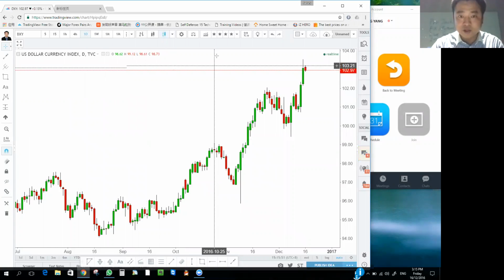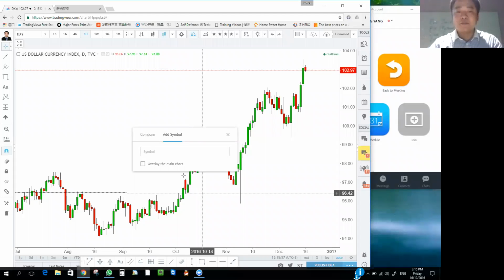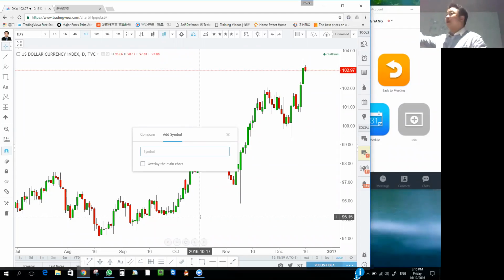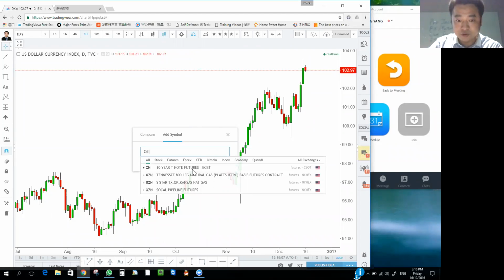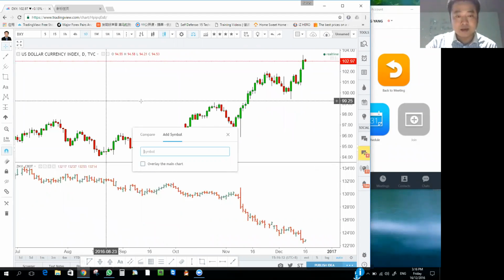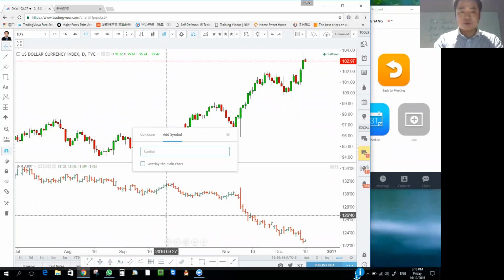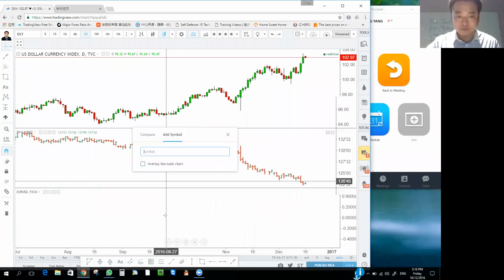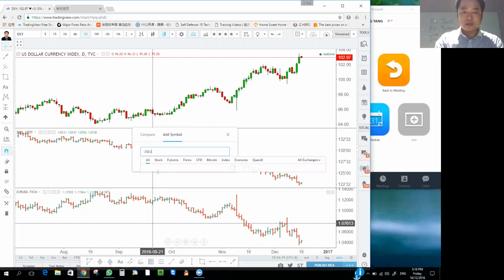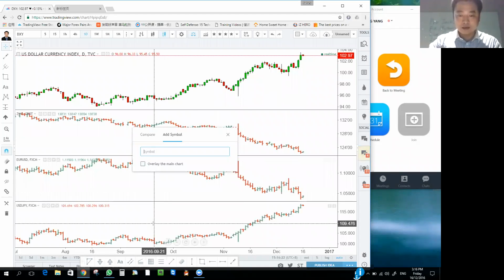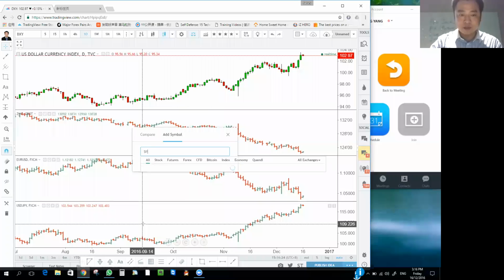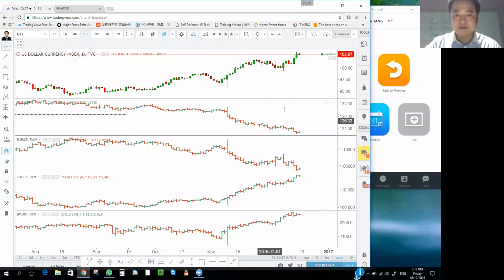TradingView has a very good function that we can make some studies by ourselves. And I'm going to compare five things in this chart. Firstly is DXY, secondly is the ZN, the 10-year T-notes Treasury future, and then we compare the euro dollar and the dollar yen, and the S&P.